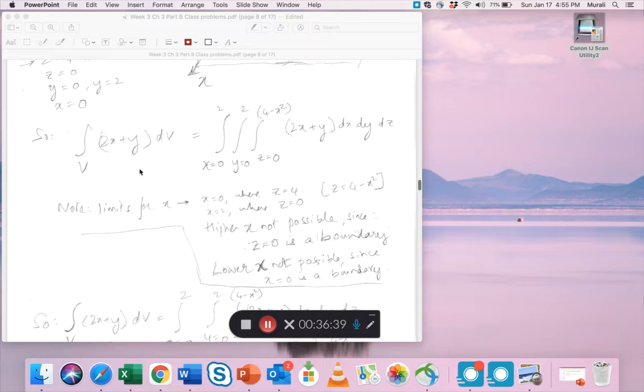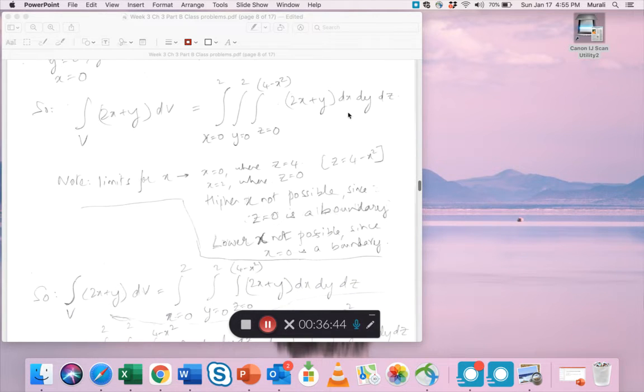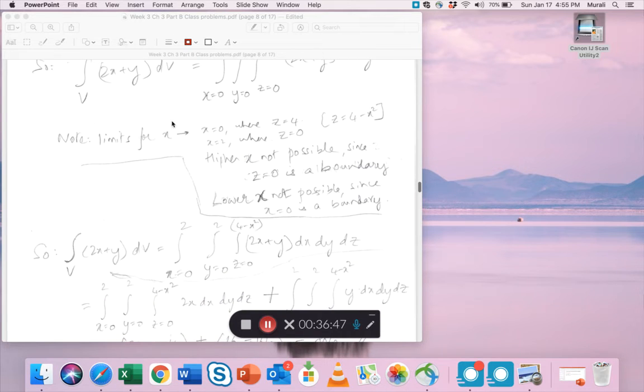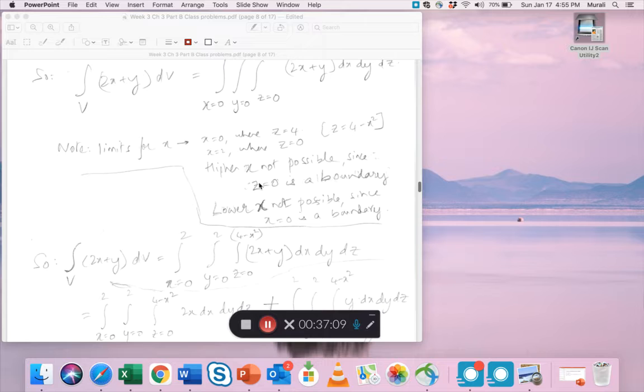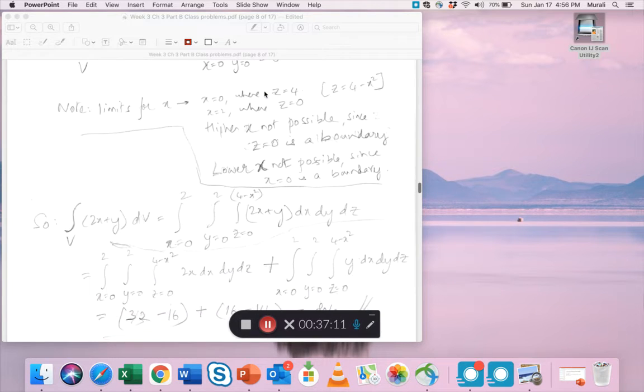And then once you know that, it's a quick application of the limits to this formula. I've given you some limit notes on what the limits are. For y it is 0 to 2, so it satisfies this equation only between 0 and 2. It can't be more than 2 because then you hit the other walls. That's what I've tried to explain here. So please go through this.